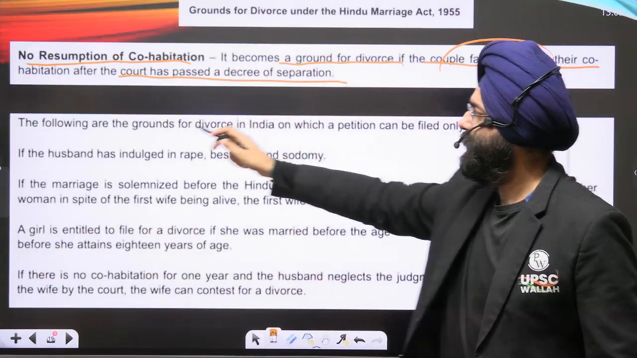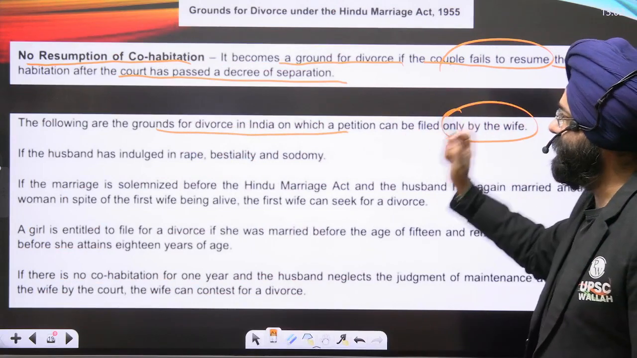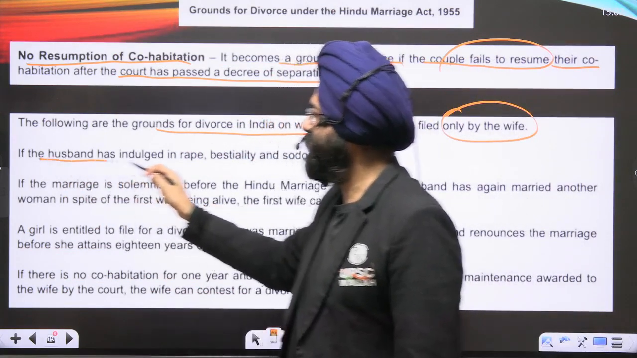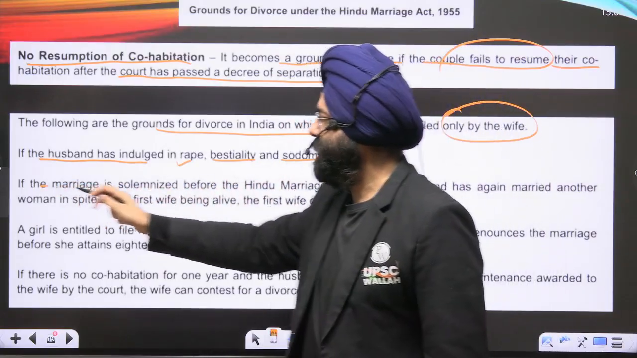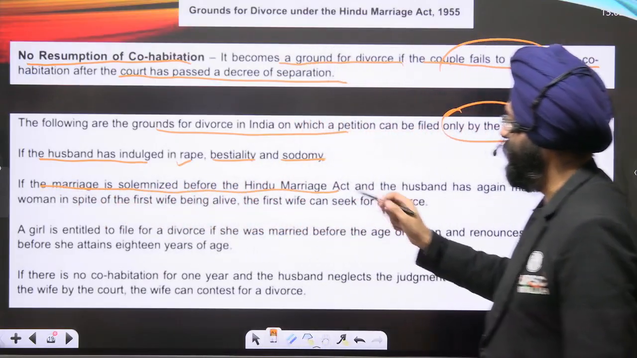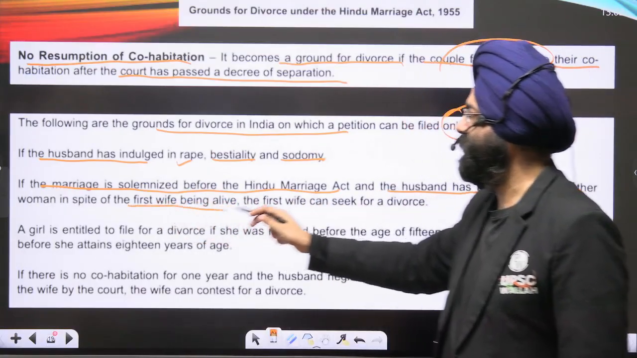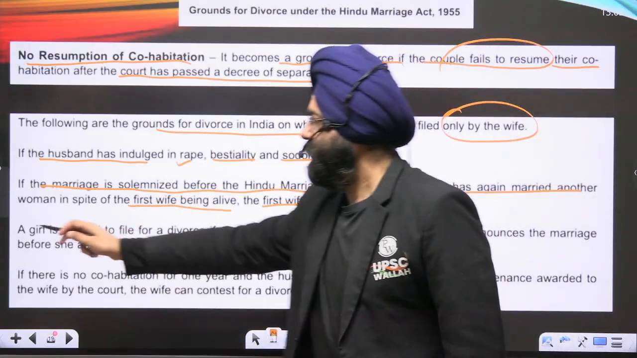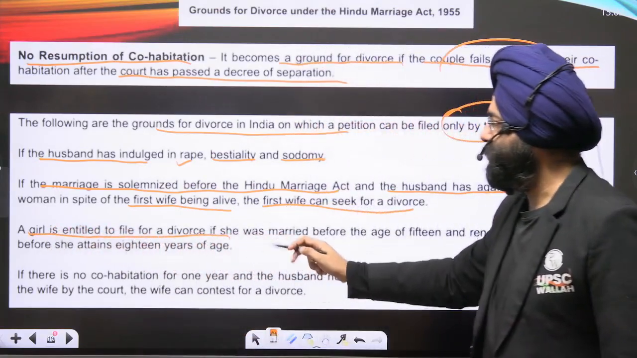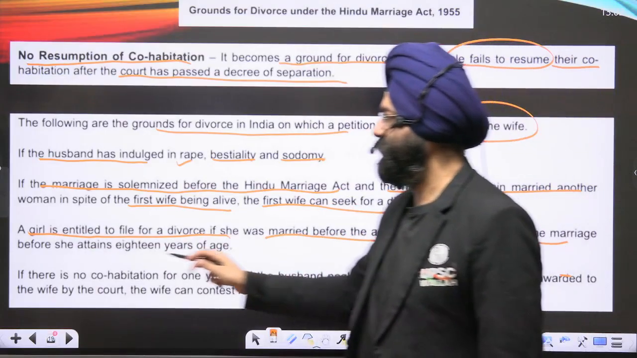Please understand, these are the grounds for divorce in India which can be filed only by the wife. First, if the husband has indulged in rape, bestiality, or sodomy. If a marriage was solemnized before the Hindu Marriage Act and the husband is again married to another woman in spite of the first wife being alive, the first wife can seek divorce. A girl is entitled to file for divorce if she is married before the age of 15 and renounces the marriage before she attains 18.